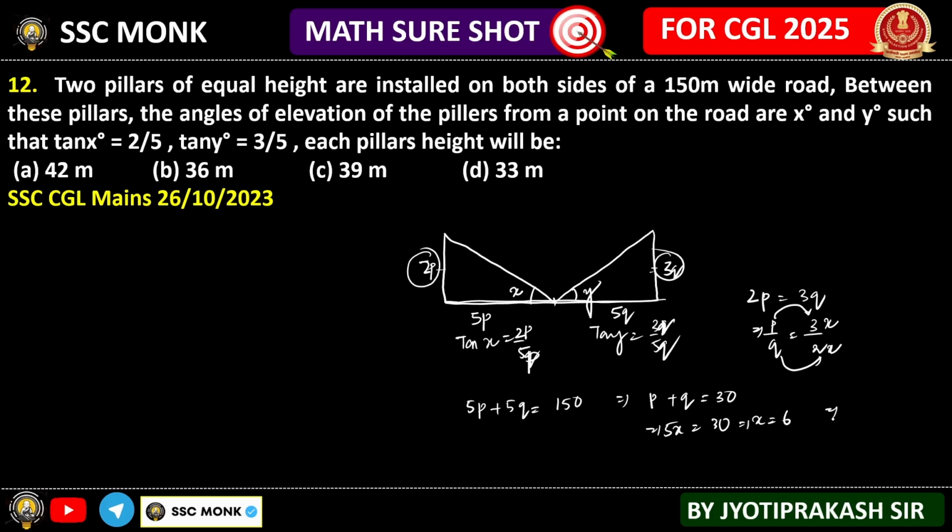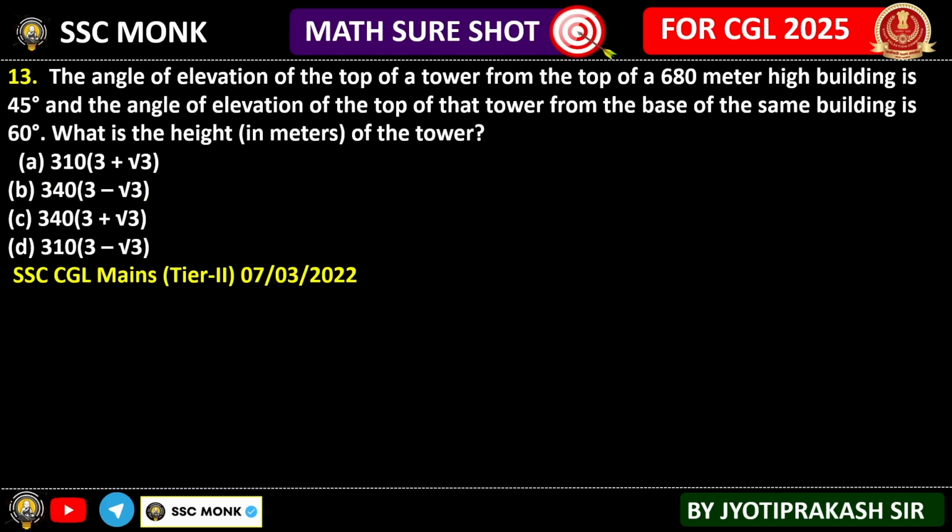That means this p part will be what? 3 into 6, 18. q part will be 2 into 6, 12. Now see, if I take 3q over here, 12 into 3, 36. If I take 2p over here, 18 into 2, 36. Now this way what we did, we eradicated that confusion, that error. Okay, so what is the height of the pillar now? 36 meter. Clear?